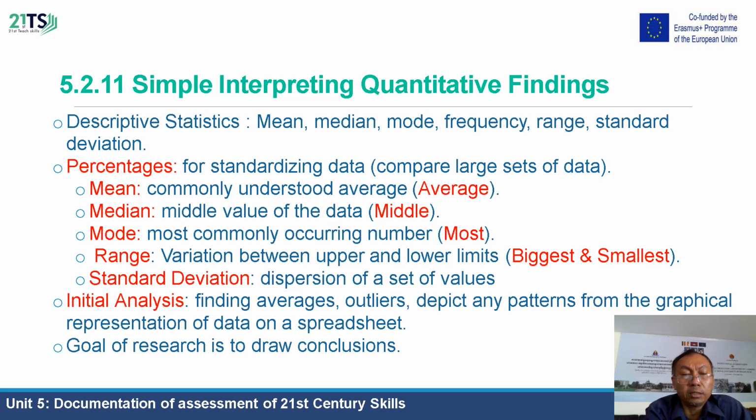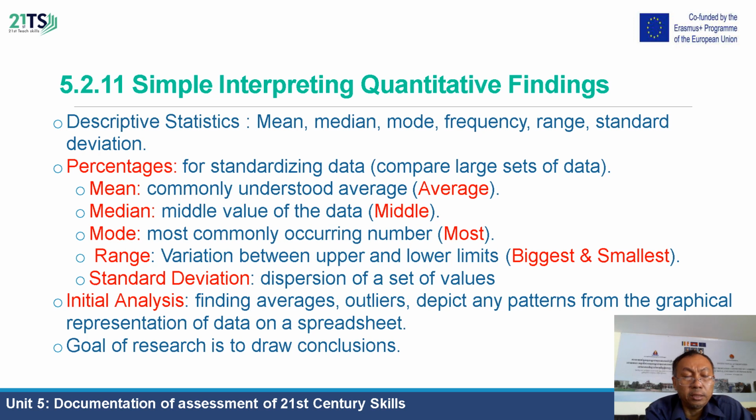Mean is the commonly understood average, or just say average. Median is the middle value of the data. Mode is the more commonly occurring number, or we can say the most frequent number in the data. Range is the variation between upper and lower limits, or we can say the biggest number and the smallest number. Standard deviation is the dispersion of a set of values.